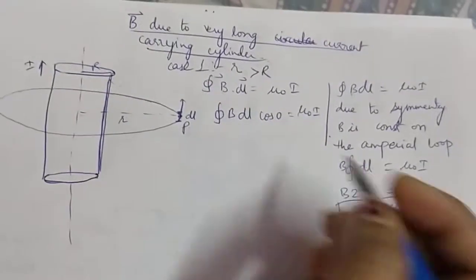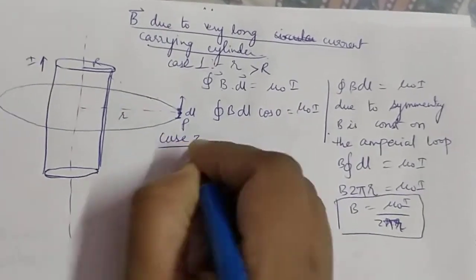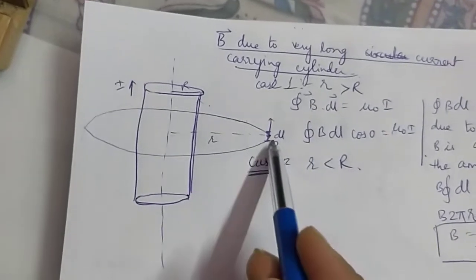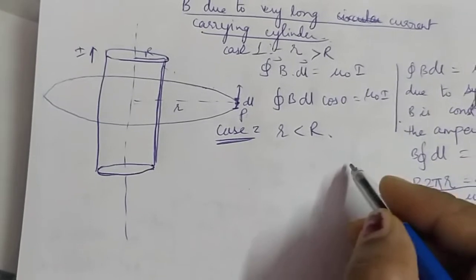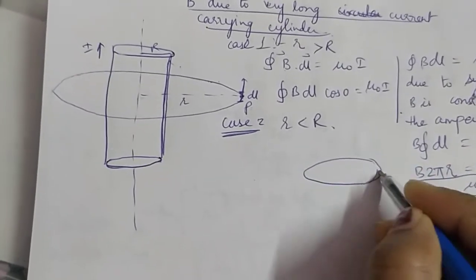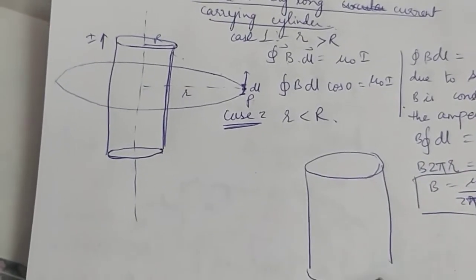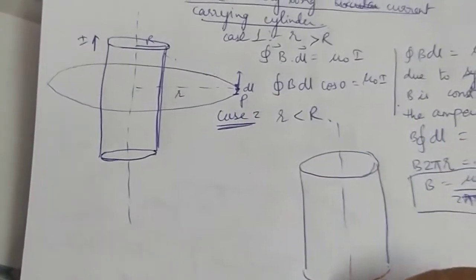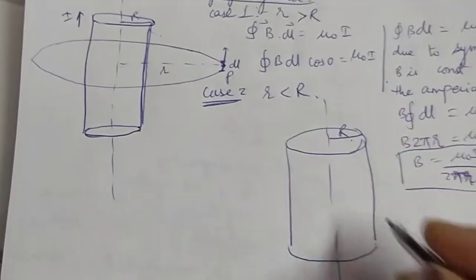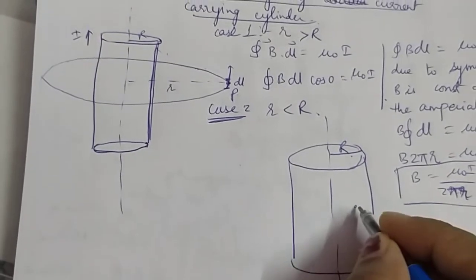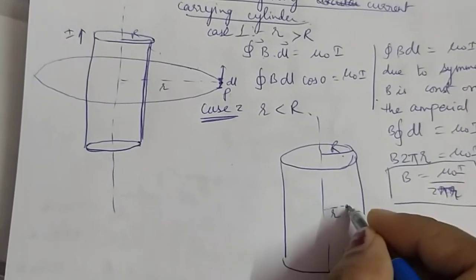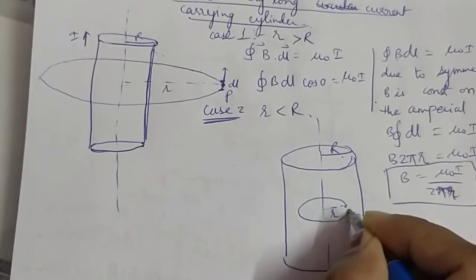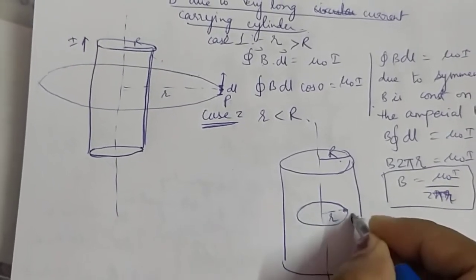Now case 2, case 2 is when r is less than capital R. That means your point P is inside. So if your point P is inside, then again I'll draw this diagram. This was a cylinder. This was our real cylinder. Okay, this is the axis of the cylinder. This was the radius. Okay, now because point P is inside, with this shortest distance, let this be small r. Now with this radius, I'll consider another Amperian loop, but this time this Amperian loop will be inside.